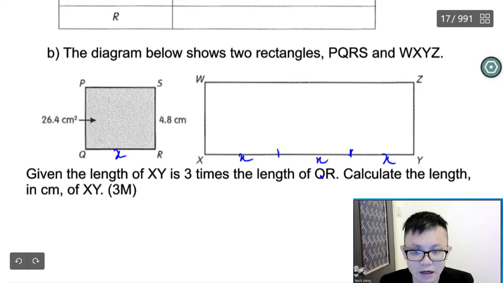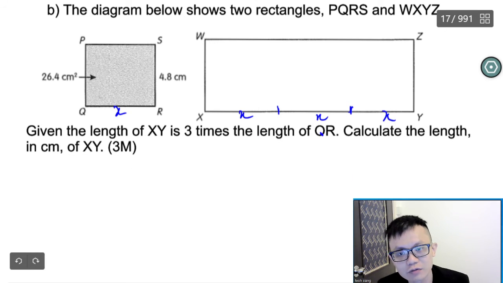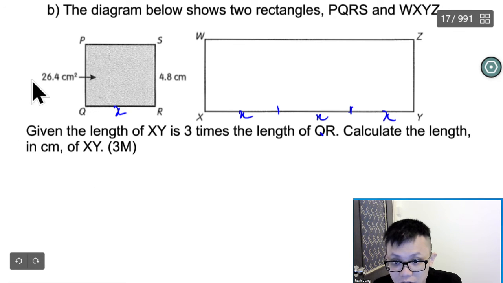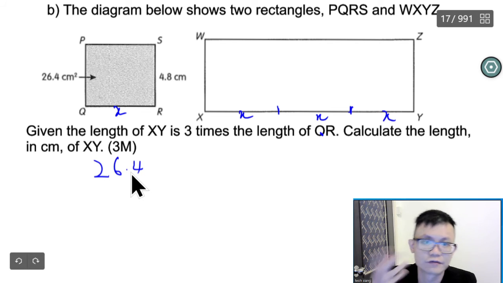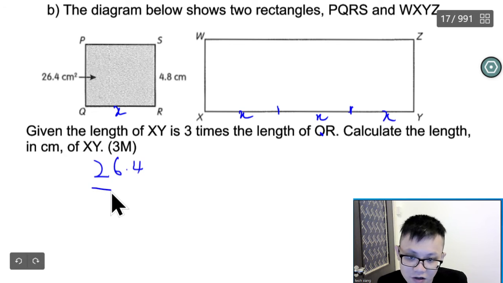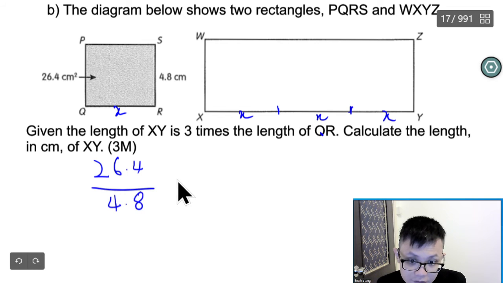So, for this one, firstly, we need to get the x, correct or not? We need to get the x. So, this one times x, we get 26.4. So in order to get x, we need to use 26.4 divided by 4.8. Okay, so let's do this one. So usually I will just do like this, up to you, because different students have different methods of division. So usually I tend to do like this, 4.8.